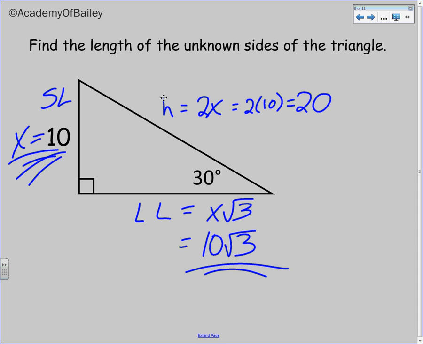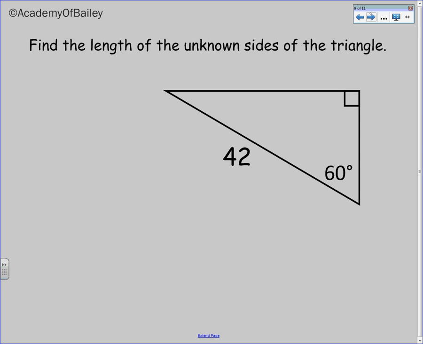It's a lot quicker than using your right triangle trigonometry skills. If you have that theorem memorized, it saves you some much needed time. All right, let's try this one on your own. You try this one.